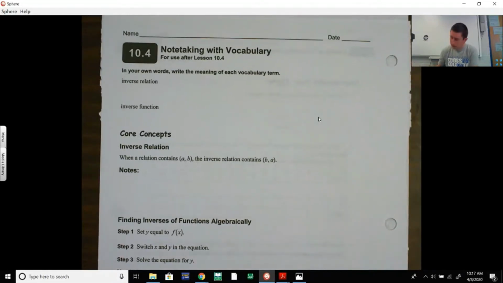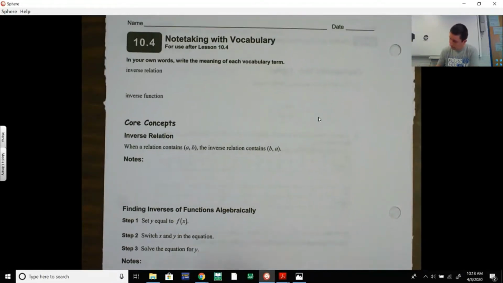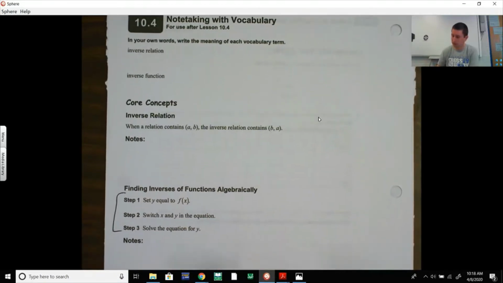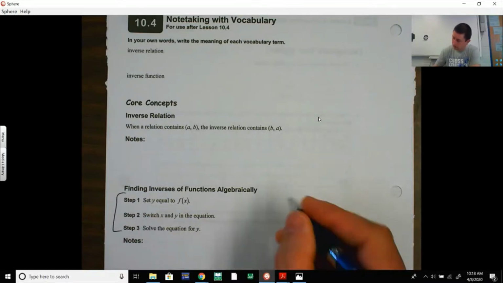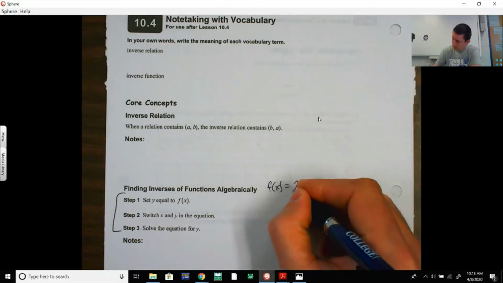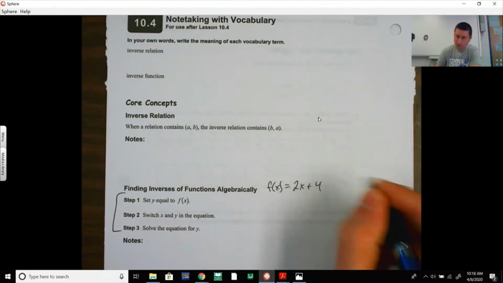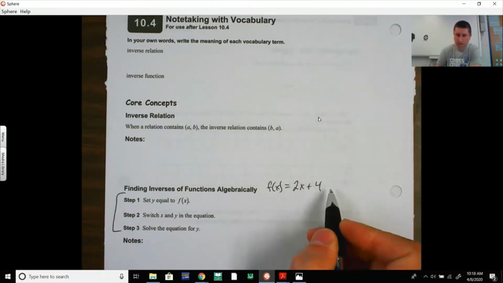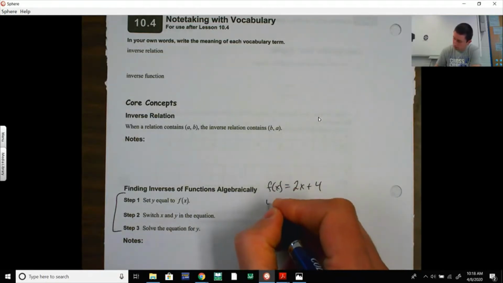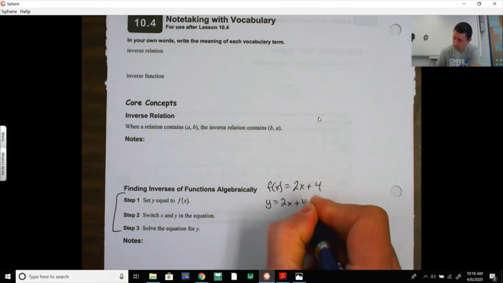We're not going to get into a lot of the technicalities with this. The main idea of undoing whatever you've had is going to be important here. These steps right here on page 324, we're going to need when we find the inverses of functions algebraically. We're going to set y equals f of x. So let's say we have f of x equals 2x plus 4. So there's my function. It's going to take 2 times a number and add 4 to it. If we want to find the inverse function, we're going to set y equal to f of x. So y equals 2x plus 4.